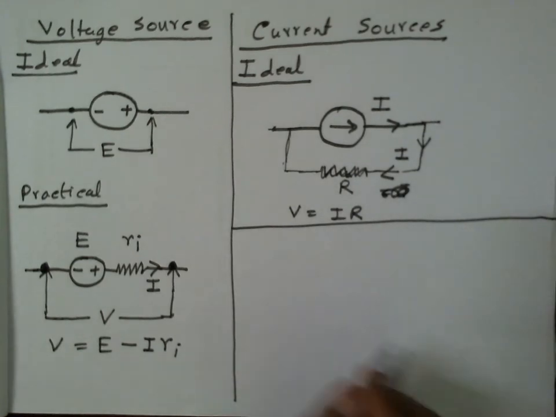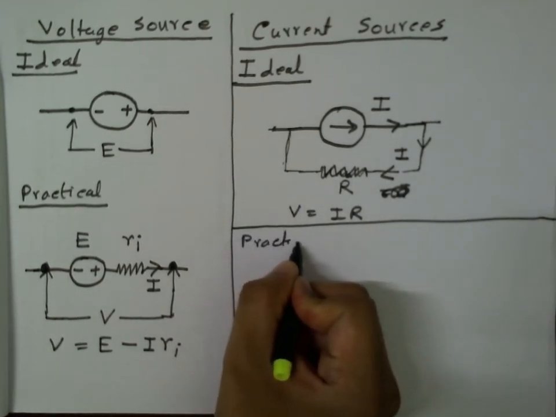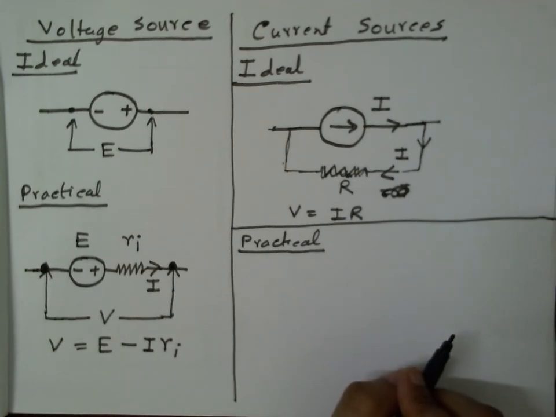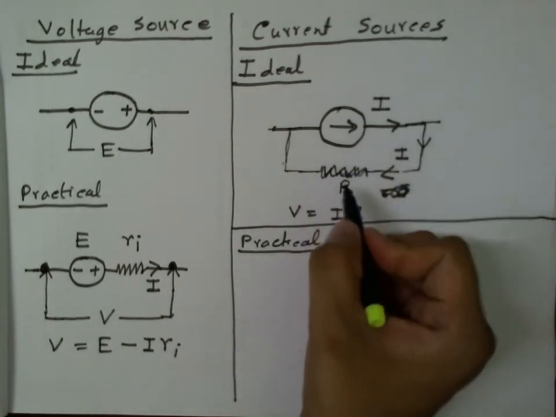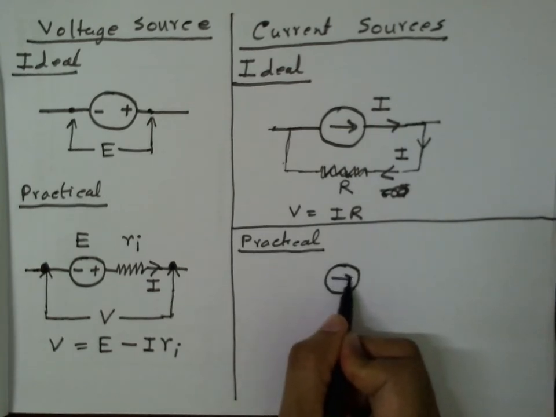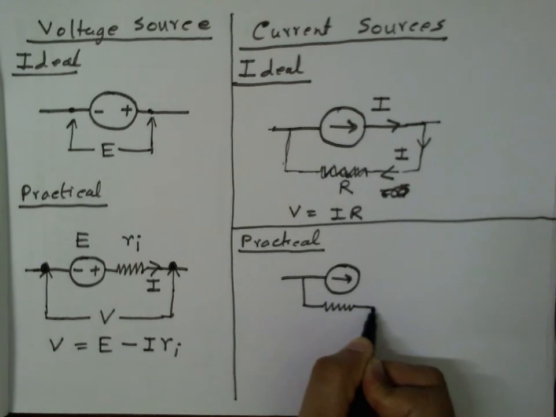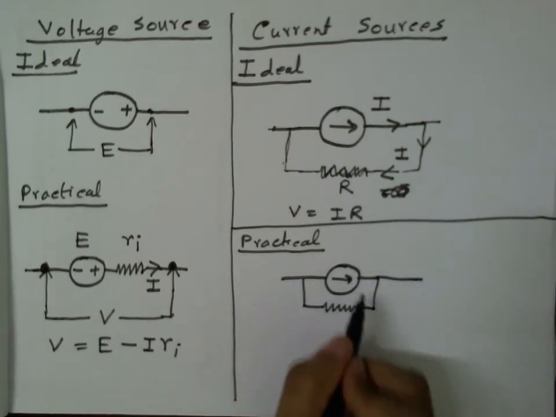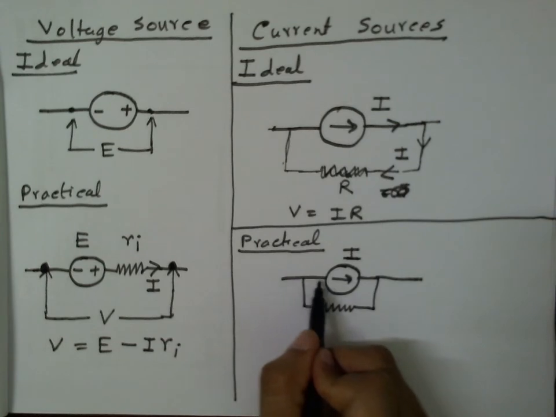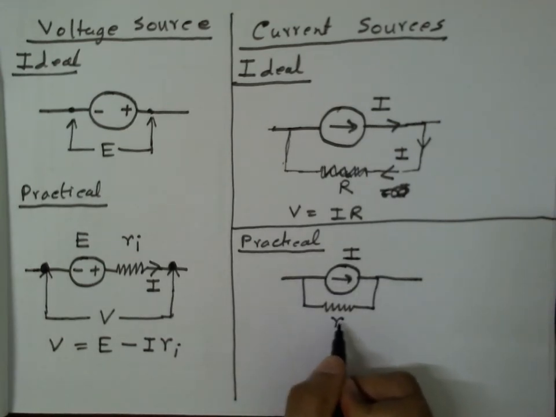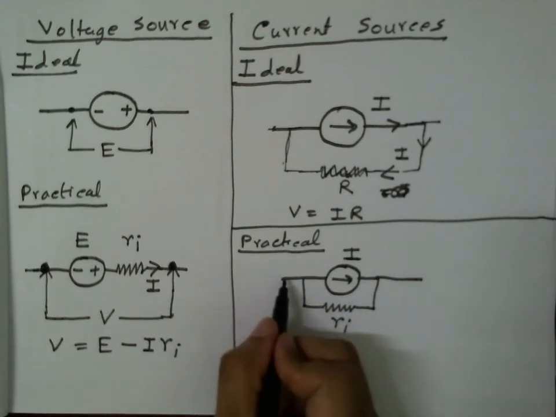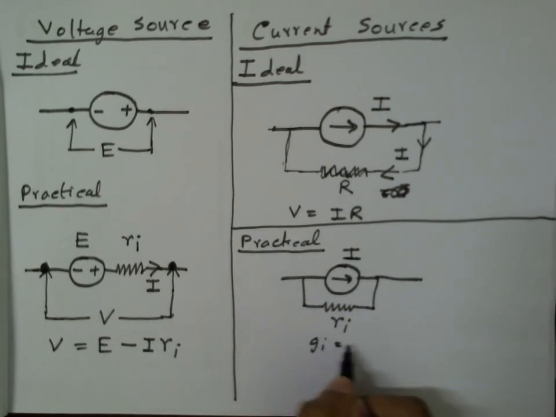Now we also have a concept of a practical current source, which cannot keep the current constant in the external circuit, because we say that there is an internal conductance associated to this current source. Therefore, what happens is this: the current that passes through the current source is I, but we have an internal resistance or conductance Ri, or I can say the conductance is Gi equal to 1 by Ri.